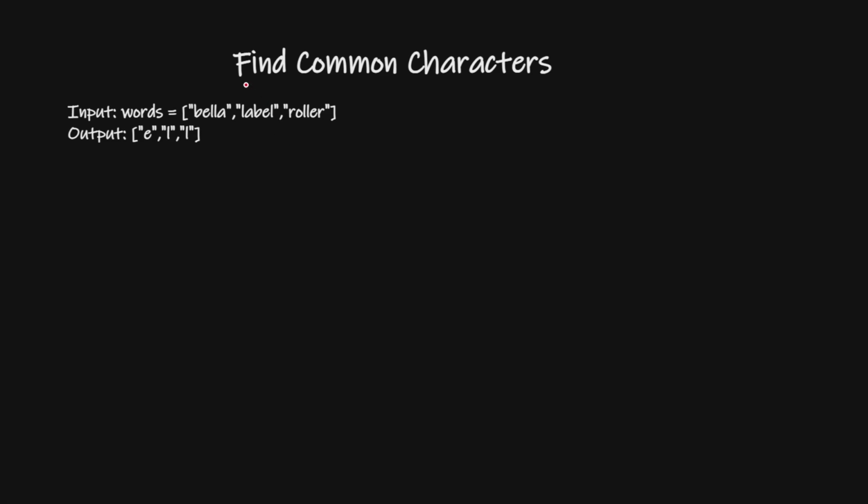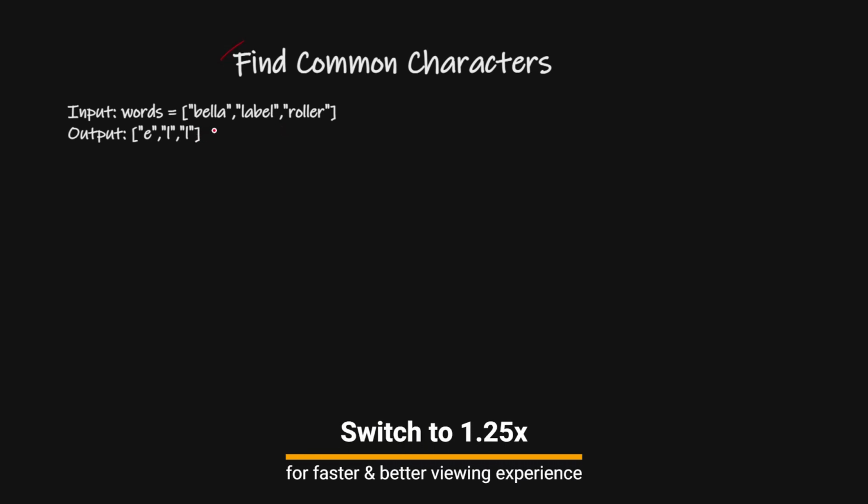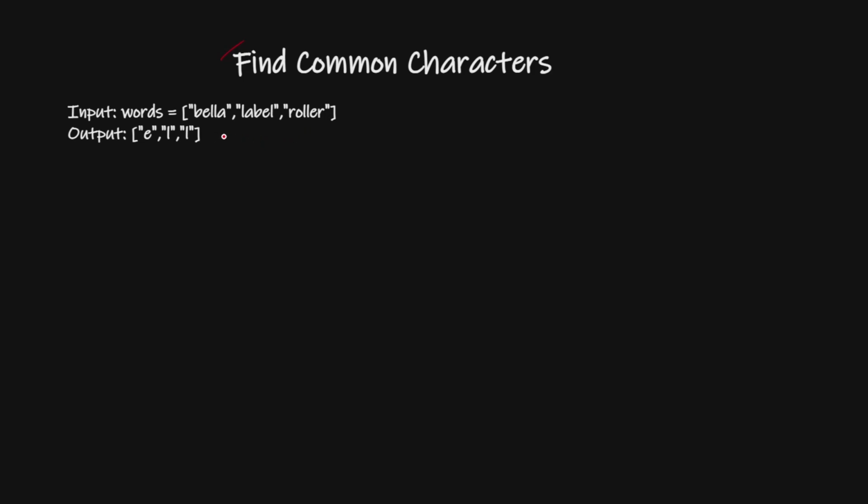Hello everyone, today we are gonna solve the find common characters problem. In this problem we have an array of strings and we have to find the common characters which are present in all strings, including duplicates. In this example you can see that E, L, L is present in all of these three strings. So in this case we will return E and double L, and this can be in any order.